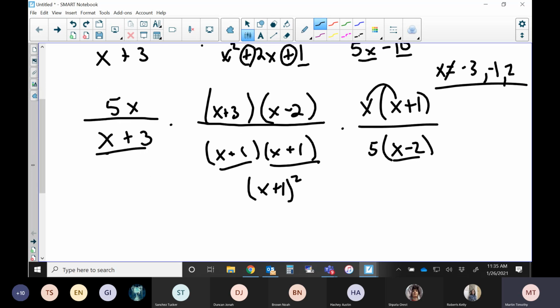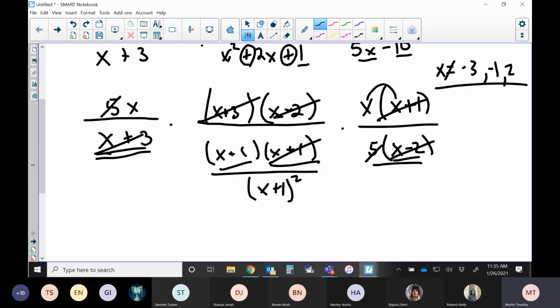5x, do you have anything in common with this down here? No. Anything in common with this? No. Anything in common with this? Yes. 5 and 5. Leave the x, it doesn't have anything in common with anything. X plus 3 cancels out with x plus 3. X minus 2 cancels out with x minus 2. And finally, x plus 1 cancels out with one of those, not both of them.